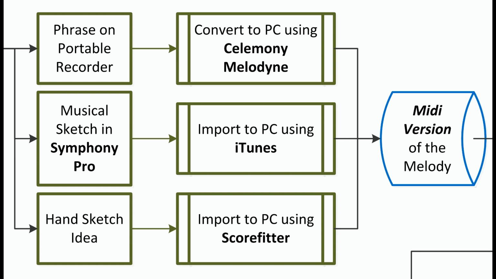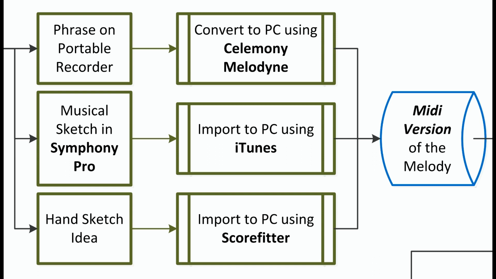If it's a well-formed idea, then you might say that you get a song structure out of that initial idea. If it's a recorded musical idea, then we use Celemony Melodyne to create MIDI tracks. For iPad sketches, the Symphony file is imported into the PC using iTunes and then converted to MIDI using either ScoreFilter or Finale. For handwritten ideas, ScoreFilter is the tool of choice.